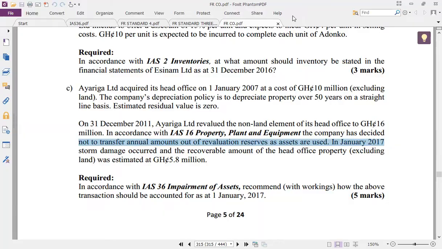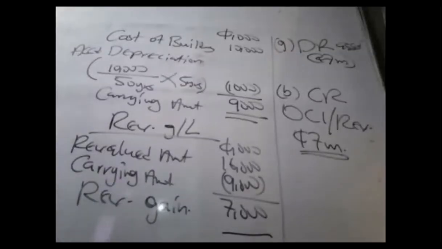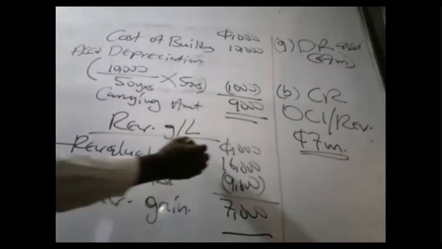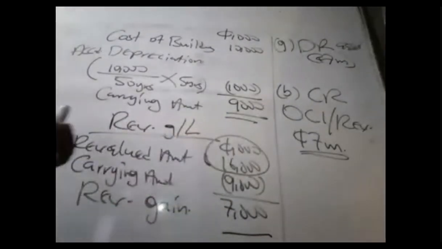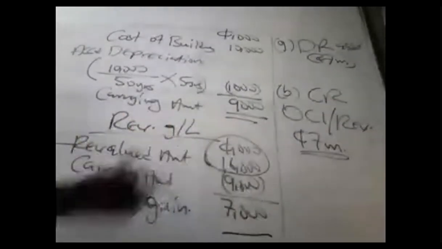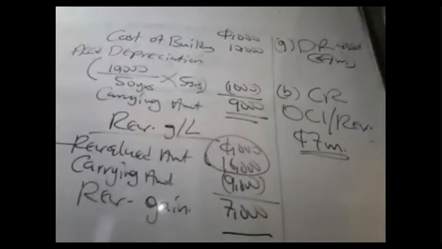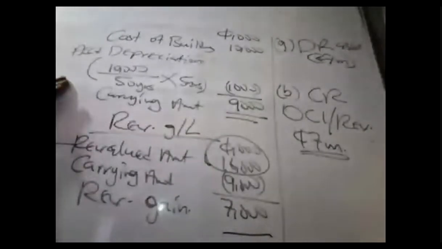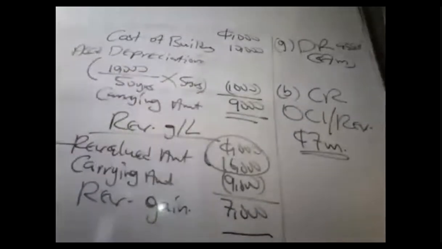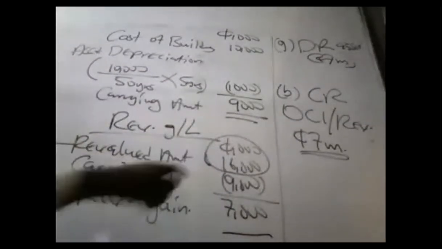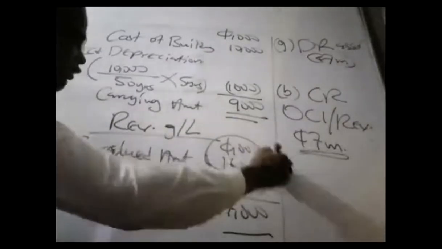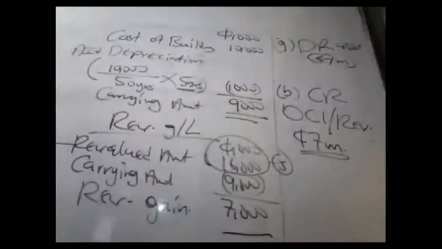First thing to do: how do you get that figure? After valuation, the asset value becomes the revalued amount. So now this asset's value is 16,000. We need to find the current amount on the 16,000 as at 2017. Meanwhile, this asset was acquired for 50 years. As at the date of valuation, 5 years is gone, so how many years remain? 45 years, right? Perfect.